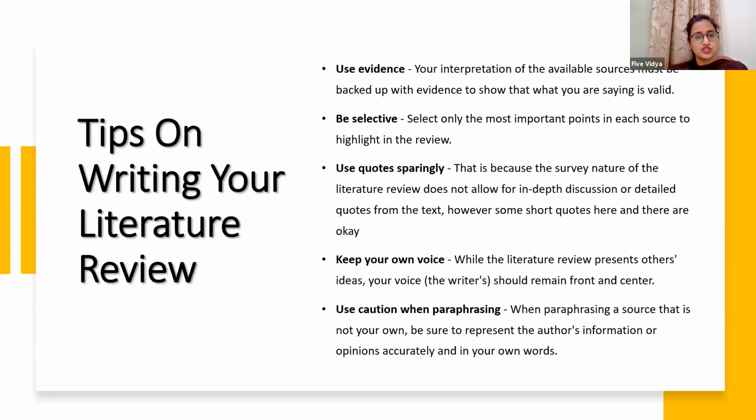The last point is use caution when paraphrasing. Whenever you are paraphrasing the content, you have to be careful that the essence, the meaning of that information remains the same. Generally, what scholars do while paraphrasing is completely change the meaning of the information they are planning to cite. The meaning and essence of that information should remain the same. You can paraphrase it, but the meaning should remain the same. So these were some quick tips which you can consider while writing your literature review.